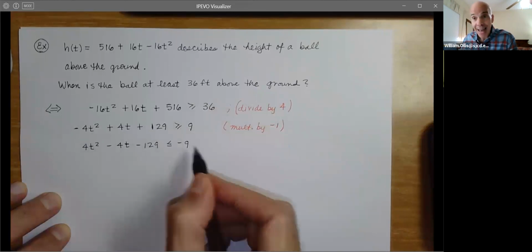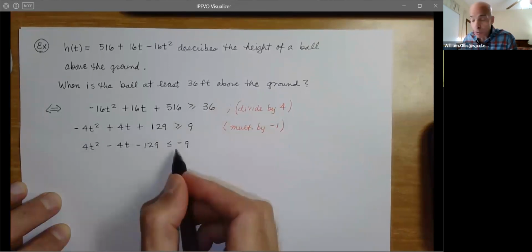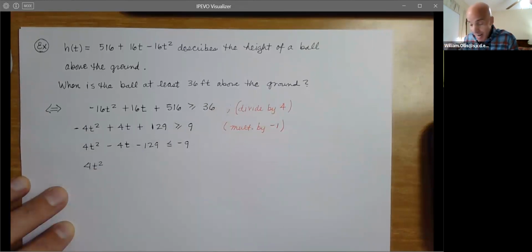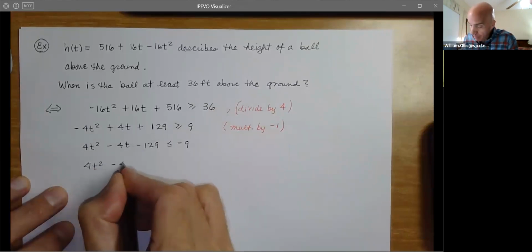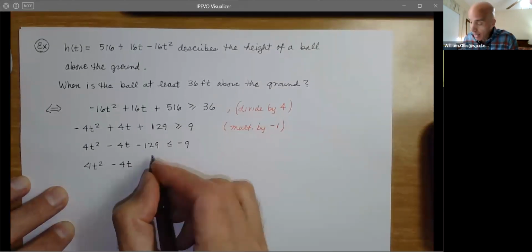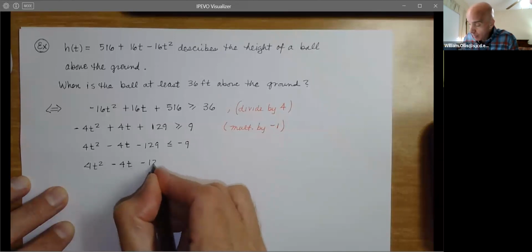So we're going to add 9 to everything. So add 9 to both sides of the inequality. So we're looking for a standard form. So of course, when we add 9 to -129, we get -120.